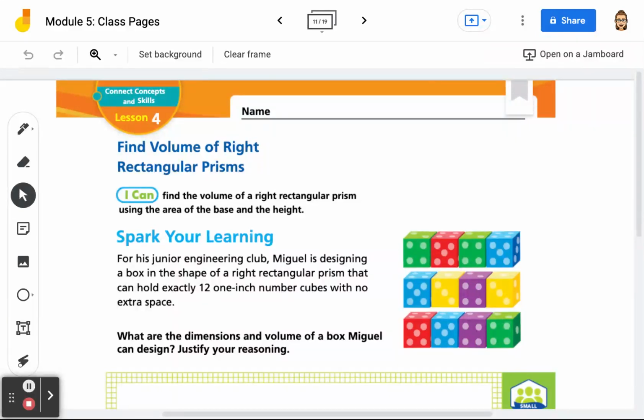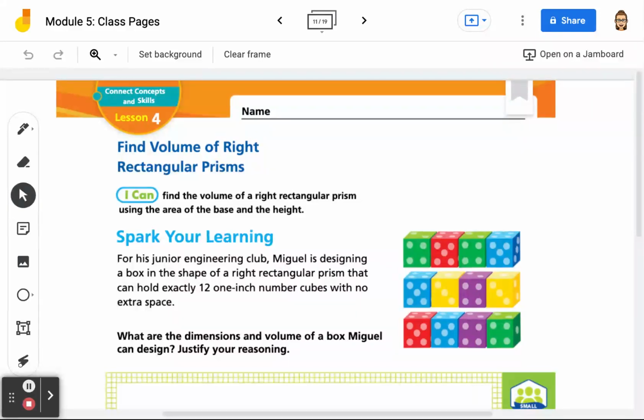We're going to start with the spark. It says, for his junior engineering club, Miguel is designing a box in the shape of a right rectangular prism that can hold exactly 12 1-inch number cubes with no extra space. What are the dimensions and the volume of a box Miguel can design? Justify your reasoning.